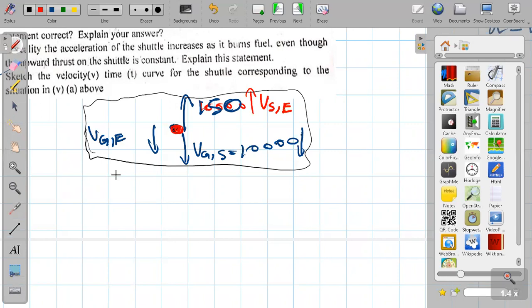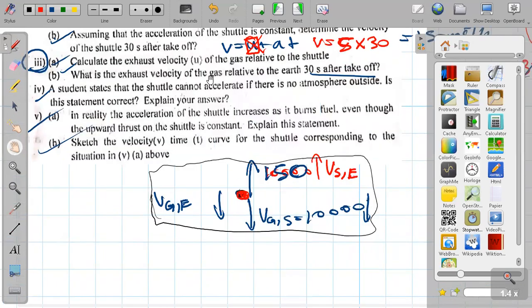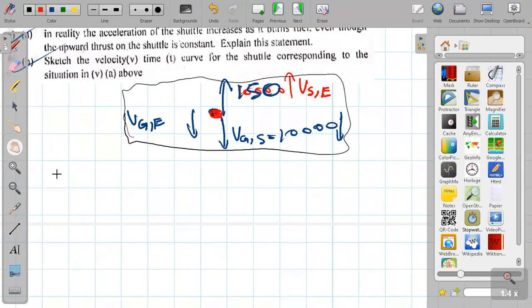So forget about it. Now what do I need to find? The velocity of gas relative to the earth. This is what I need to find. Velocity of gas relative to earth equals what? Velocity of gas relative to shuttle plus, I told you the way, velocity of shuttle relative to the earth.